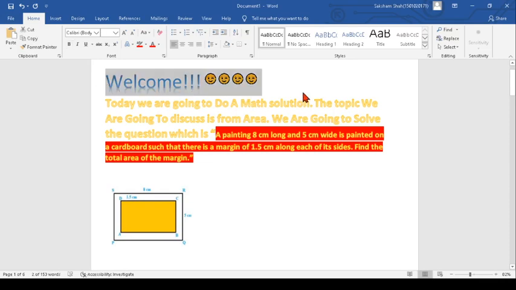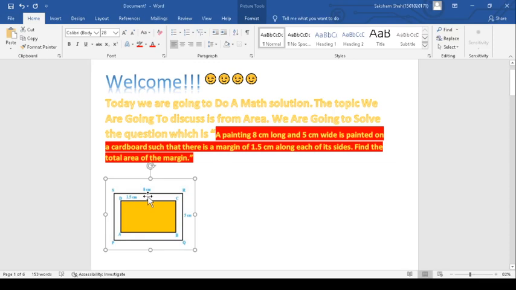Today we are going to do a math solution. The topic we are going to discuss is from area, and we are going to solve this question: a painting 8 cm long and 5 cm wide is painted on a cardboard such that there is a margin of 1.5 cm along each of its sides. Find the total area of the margin.